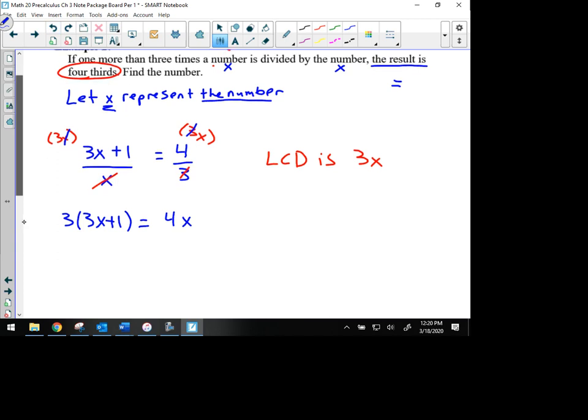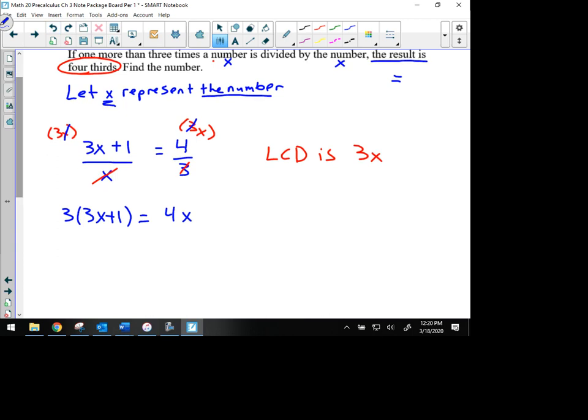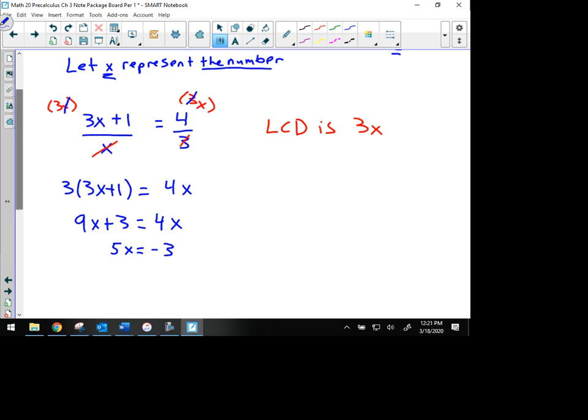So again, now we have an equation without our denominators, and we can solve this just by simplifying and isolating x if possible. So 9x plus 3 equals 4x. Getting all the variables on the left side, we'd have 5x, because we subtract 4x. Then we move the 3 to the other side by subtracting. So we have negative 3 on the right, and we divide both sides by 5. So we get negative 3/5.